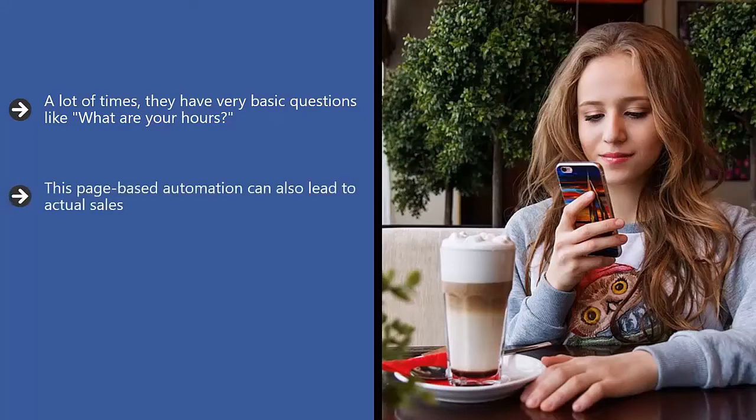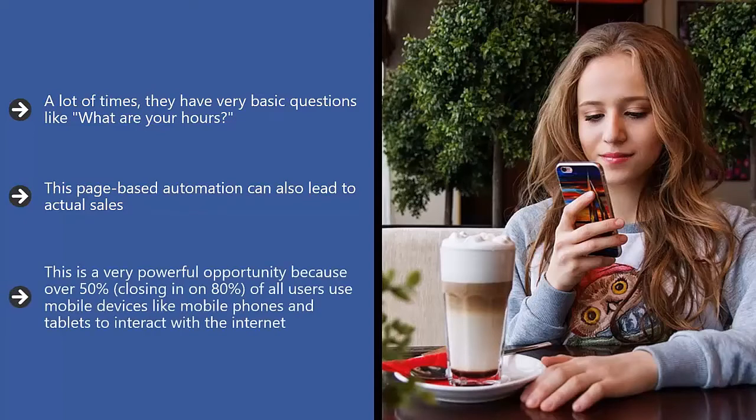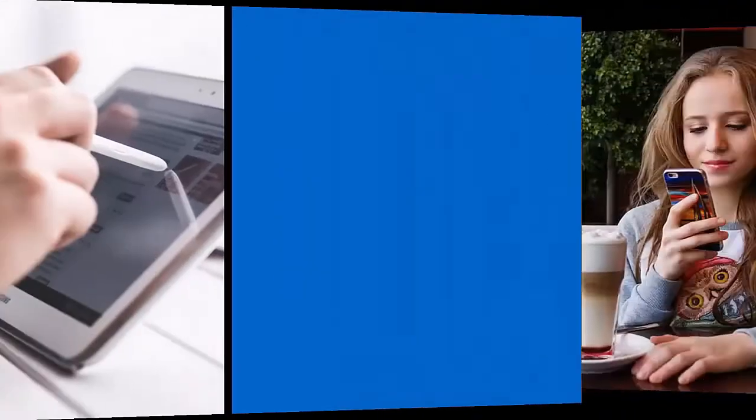This page-based automation can also lead to actual sales. When somebody leaves a comment on your product listings on your page, you can respond with the available options for a product. They can then select a product and close the deal right in Messenger. This is a very powerful opportunity because over 50%, closing in on 80%, of all users use mobile devices like mobile phones and tablets to interact with the internet. Your business really can't afford to assume that your customers are going to be in front of a laptop or a desktop computer. By starting, processing, and closing the sale using Facebook Messenger, everything takes place in a mobile environment. This can explode your sales volume.